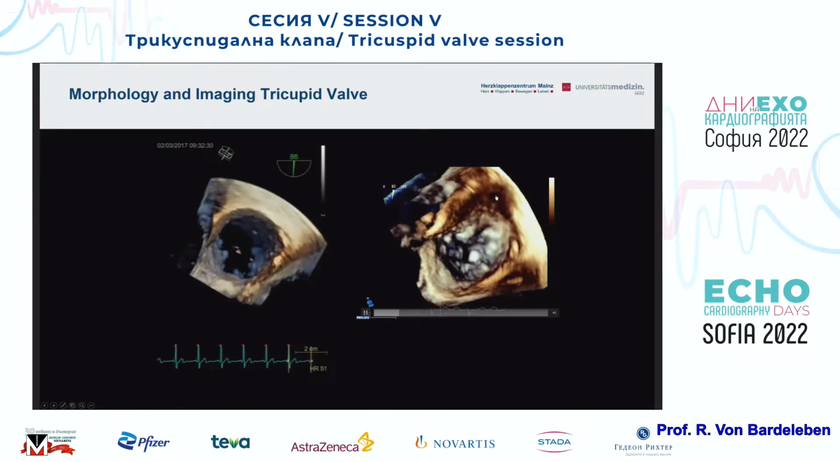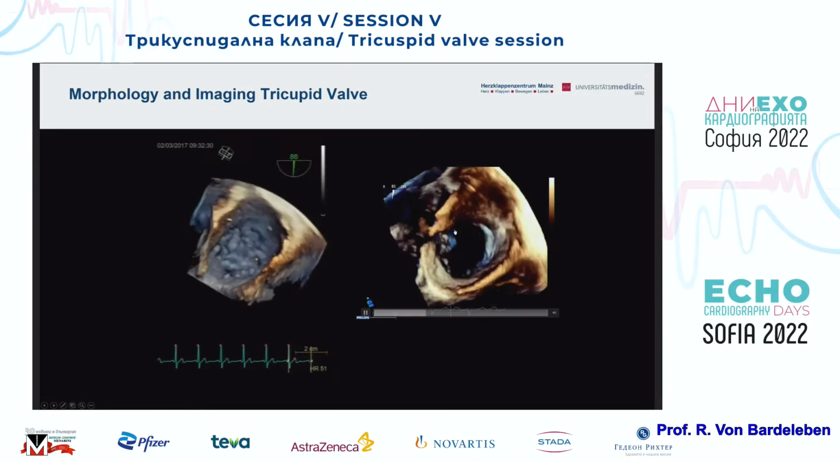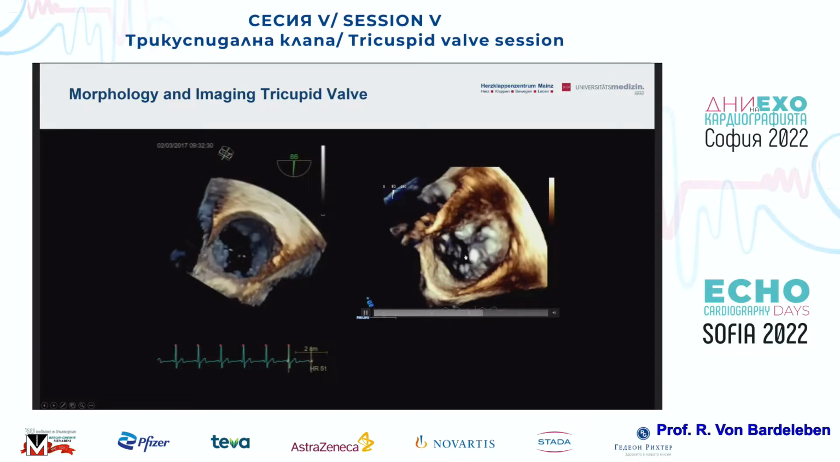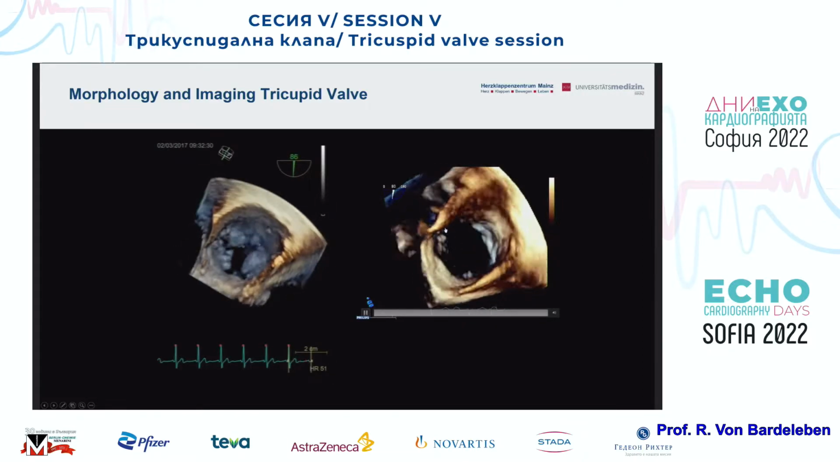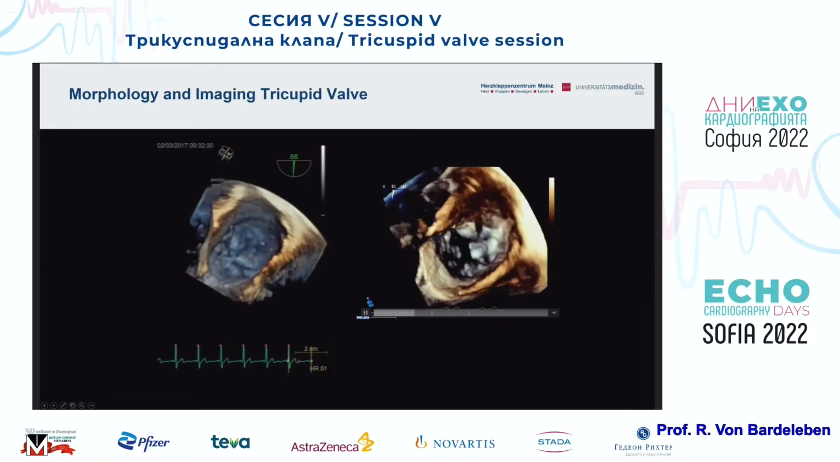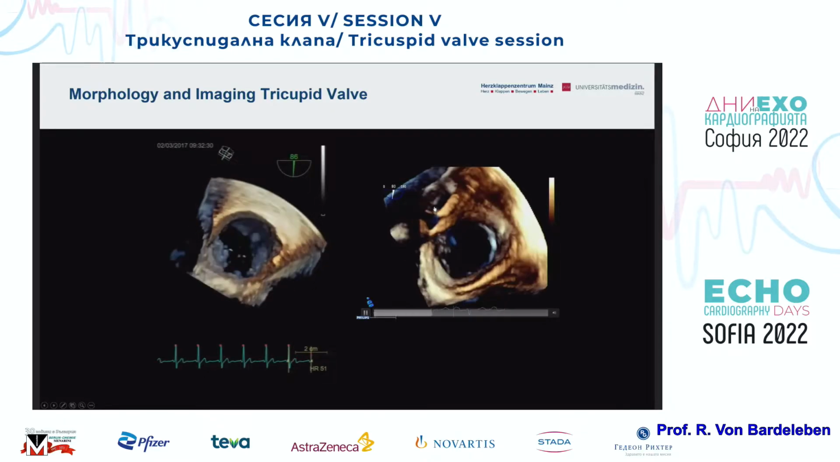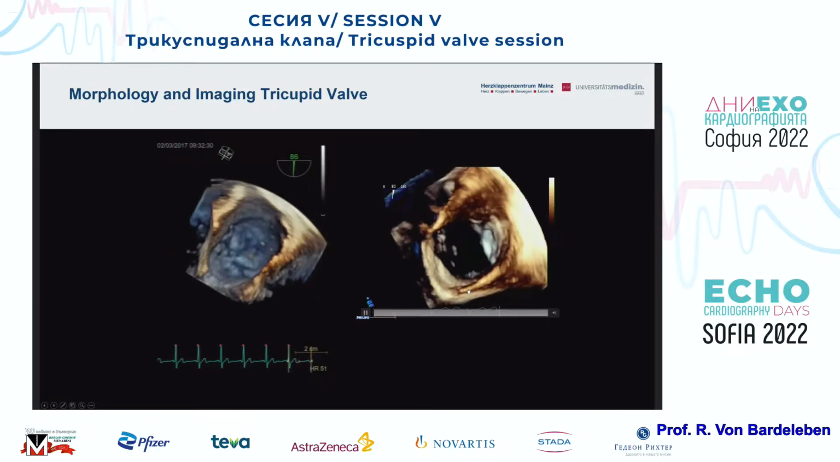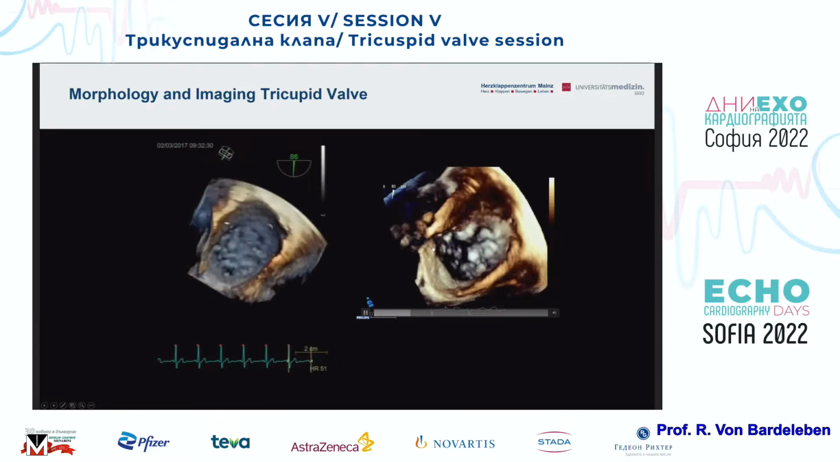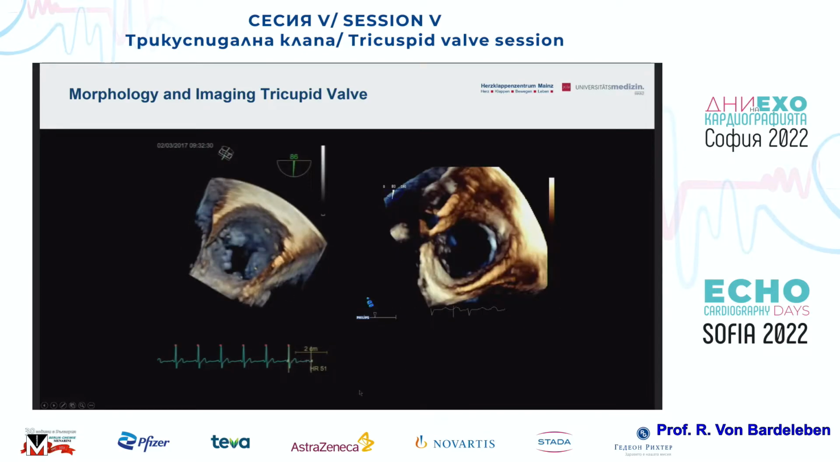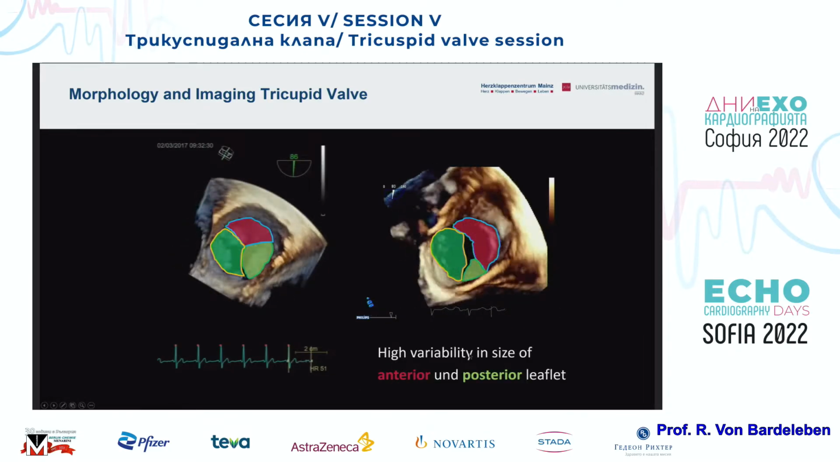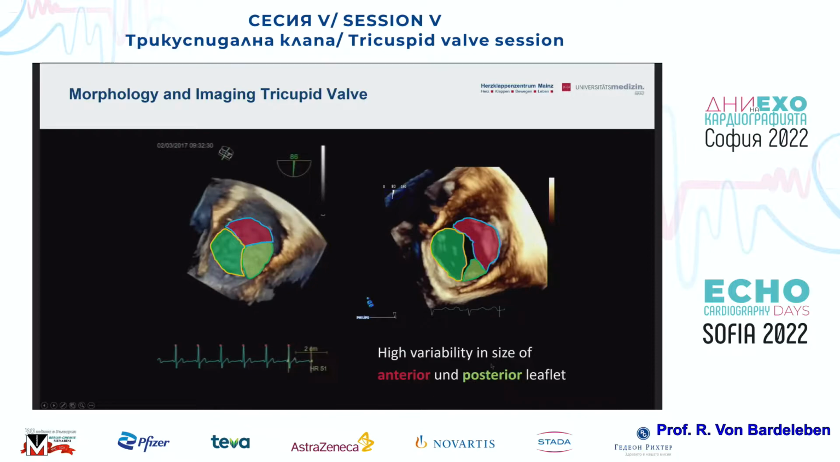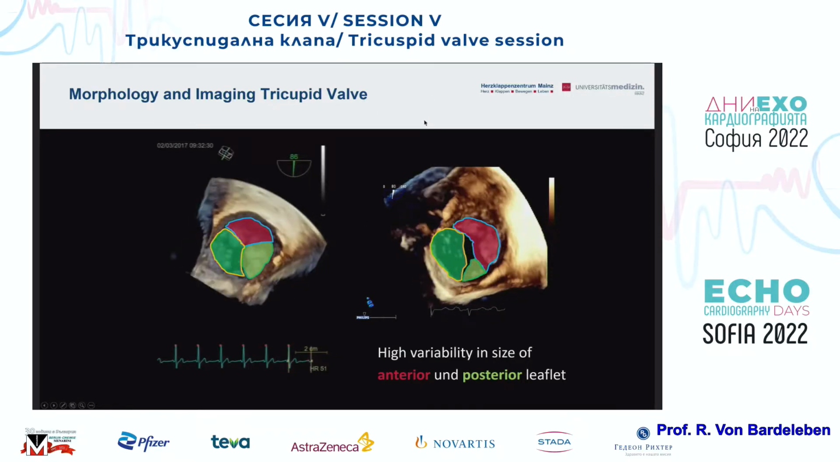On the right-hand side, you see a severe dehiscence all the way from the commissure on the septal leaflet, which is severely tethered down. And you see the valve is open from anterior, the aortic valve, which is at 11, 12 o'clock, down to the posterior wall where the coronary sinus is. And at 9 o'clock is the Koch triangle. So there's a high variability in the size of anterior and posterior leaflets.